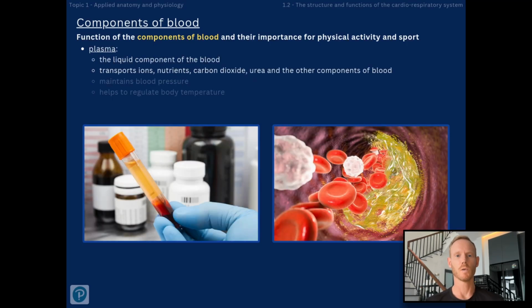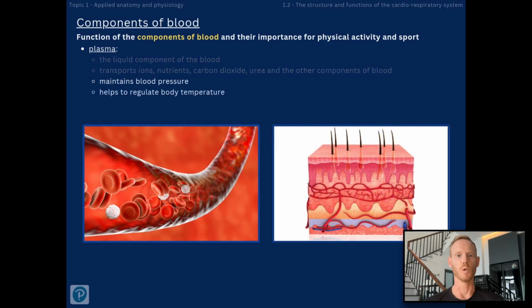Plasma is a pale straw-coloured liquid that's predominantly composed of water. Its main role is to transport ions, nutrients, carbon dioxide, urea, and other components of blood to where they are needed. It also maintains blood pressure and volume and helps to regulate body temperature.